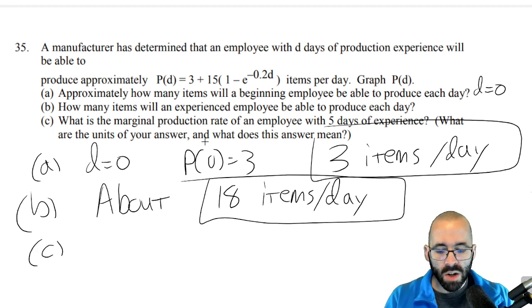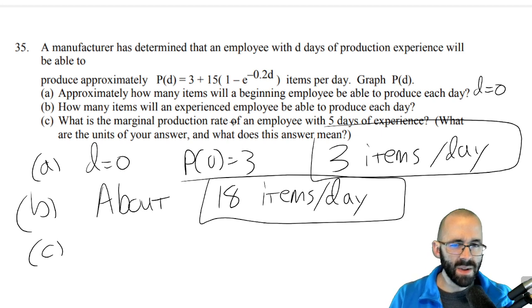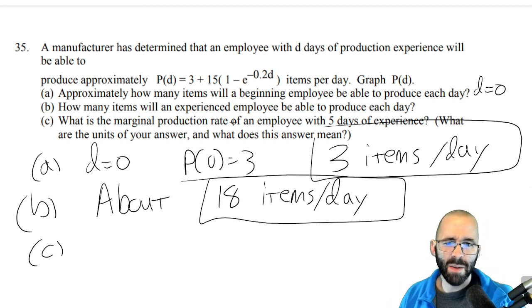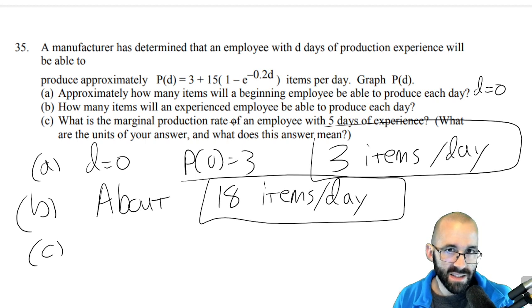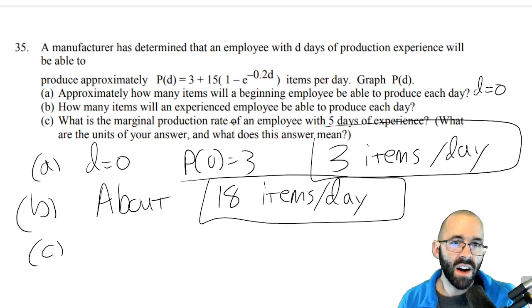C, what's the marginal production rate? You might see, we haven't talked about marginal production rate. We've talked about marginal cost, marginal revenue, marginal profits. Well, what was marginal cost? That was the derivative of the cost function. Marginal production rate will just be the derivative of the production rate.